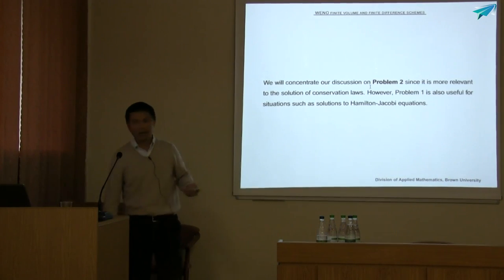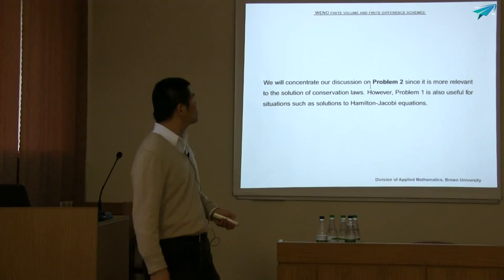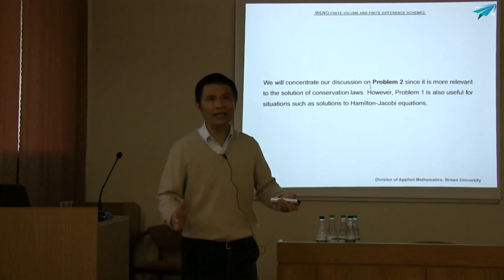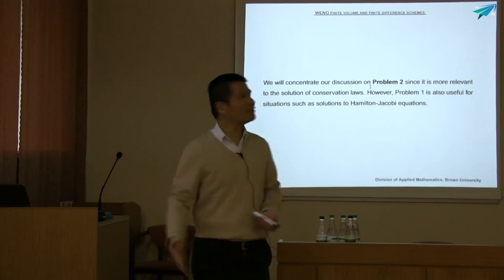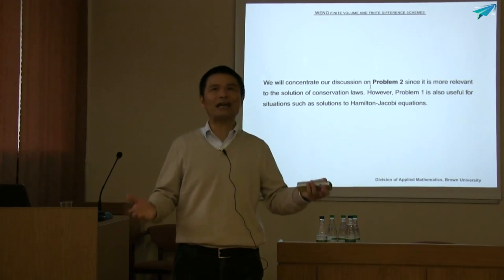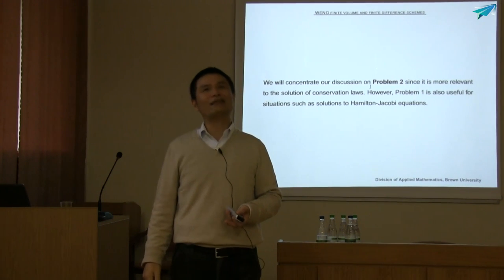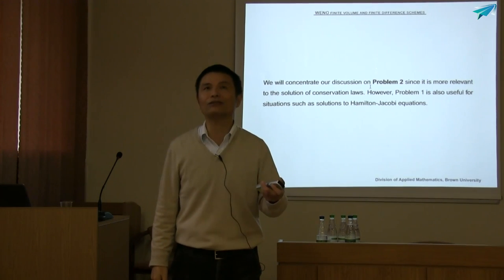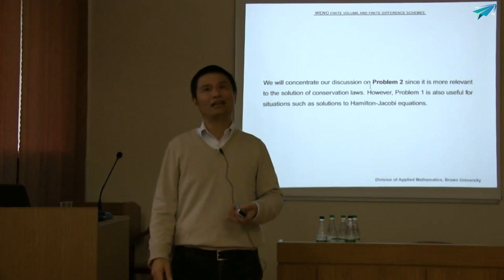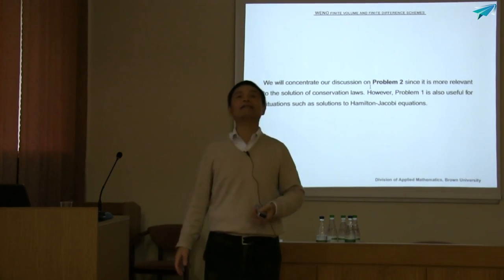We will concentrate our discussion on problem two. Problem one is also very useful, for example, in solving Hamilton Jacobi equations. But contrary to the common belief, both finite volume and finite difference actually rely on problem two. You might think that finite volume certainly relies on problem two, because finite volume schemes handle cell averages. But you might think that finite difference schemes, which handle point values, should use problem one, because you have point values. Shouldn't you then use interpolation? Actually, no. Even for finite difference schemes, it is still strongly relying on problem two.